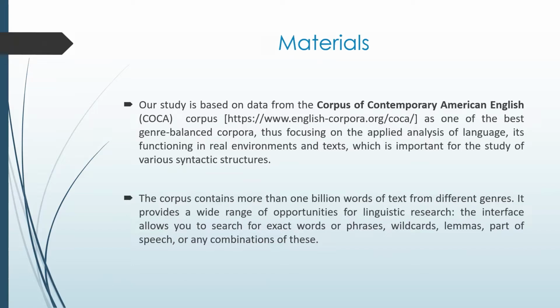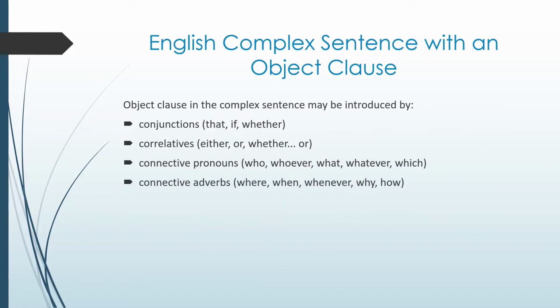The interface allows you to search for exact words or phrases, wildcards, lemmas, parts of speech, or any combination of these. Before extracting the research material from the corpus, first, all formal peculiarities of the English complex sentence with an object clause were investigated and analyzed from the structural point of view. A complex sentence is a composite sentence that consists of a main clause and a subordinate clause.